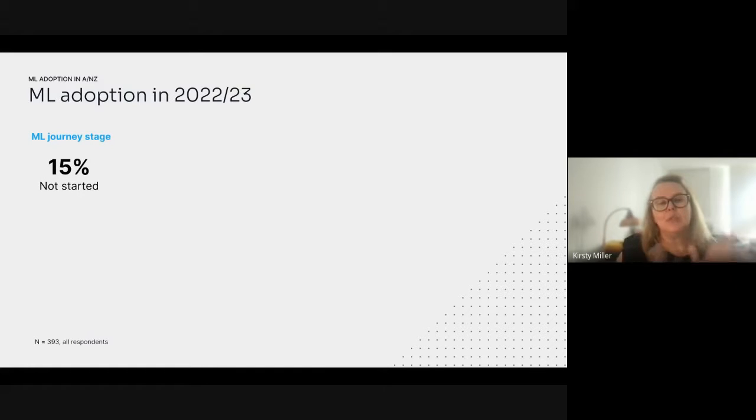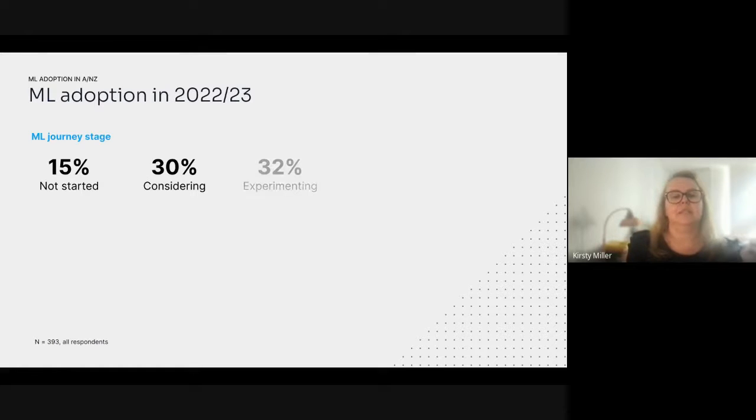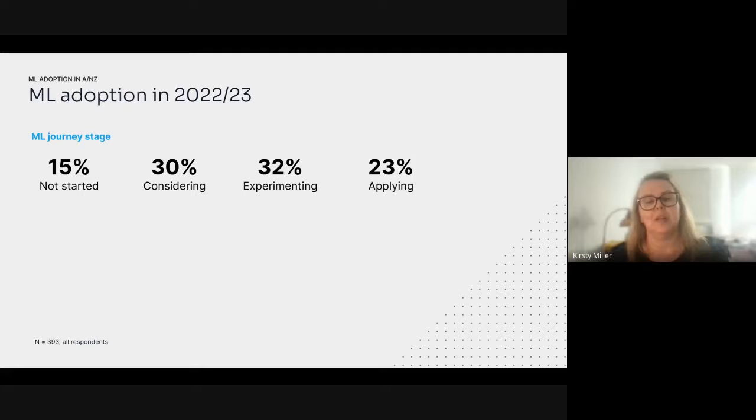So firstly, if we look at the results from the most recent survey, 15% of the respondents have not started. Organizations that have identified a problem to focus on at the considering stage, 30%. And 32% are experimenting, and 23% are applying. The 23% are those organizations in the cohort that has the models in production.